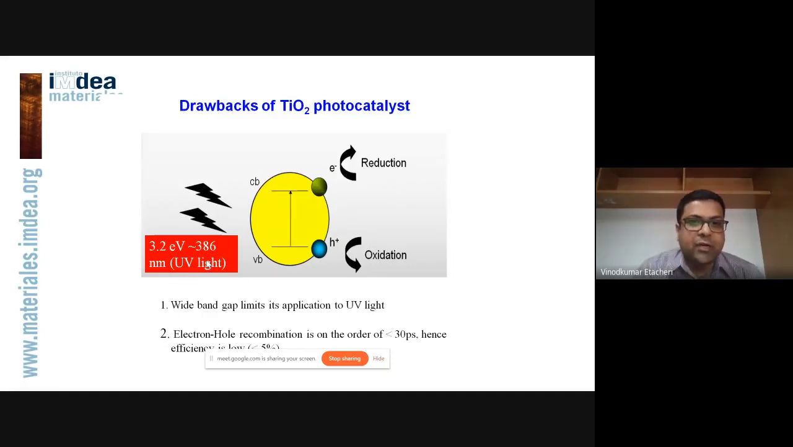It's a very limited part of the solar spectrum. So we cannot use UV light everywhere because of the wide band gap. So this is one of the main drawbacks of TiO2 as a photocatalyst. And another one is electron hole recombination, which is of the order of 35 per second. Very fast electron hole recombination. So we need to avoid electron hole recombination.